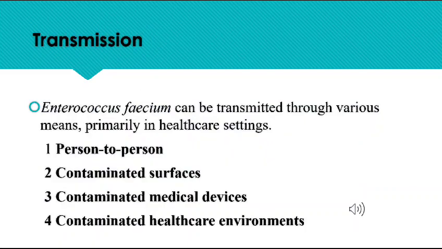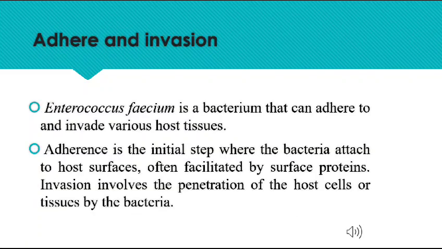Enterococcus faecium can be transmitted through various ways. First one, person to person, second, contaminated surfaces, third, contaminated medical devices, and fourth, contaminated healthcare environments. Enterococcus faecium can adhere to and invade various host tissues. Adherence is the initial step where the bacteria attach to the host surface, often facilitated by surface proteins, and the invasion involves the penetration of the host cells or tissue by the bacteria.